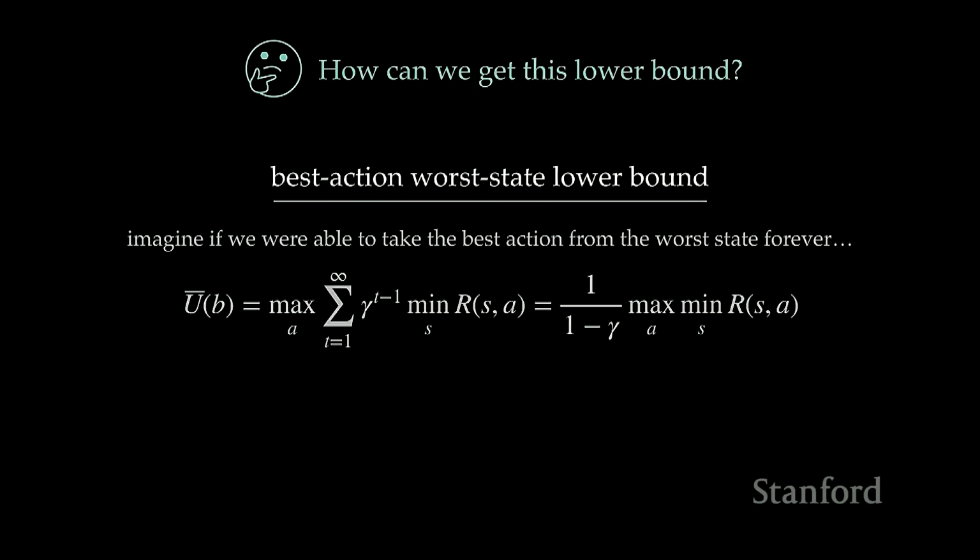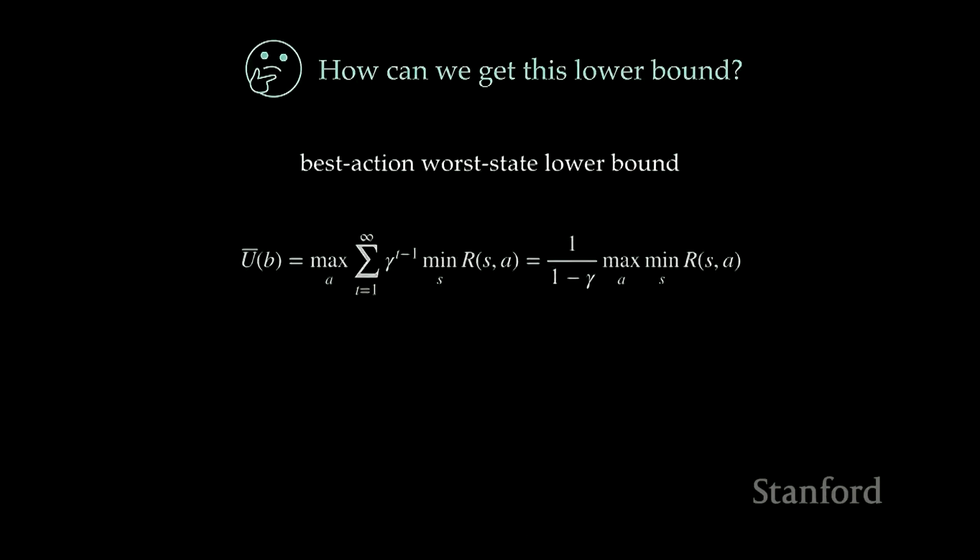So we're just saying, let's say we do that forever, we take into account the discount factor, we use the formula for infinite sums, and it comes out to this. So we can get a lower bound on the value function by just assuming that, worst case, we're stuck in the worst state forever and we just keep taking the best possible action. Okay.